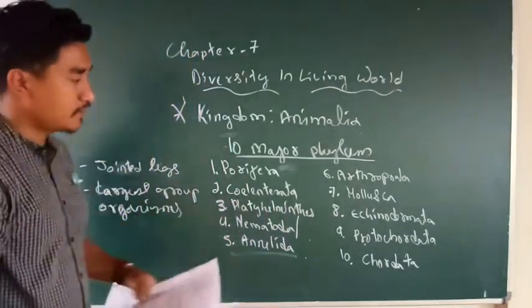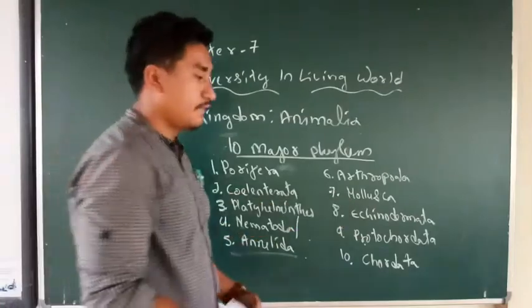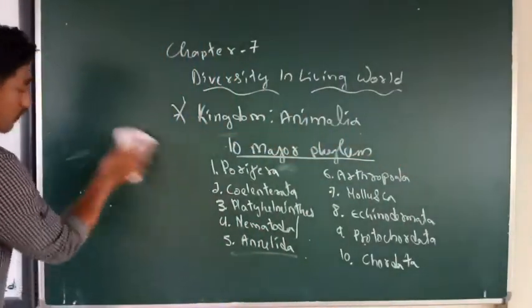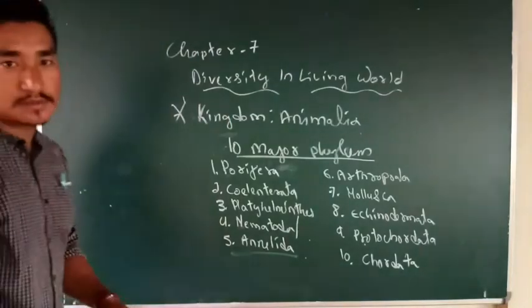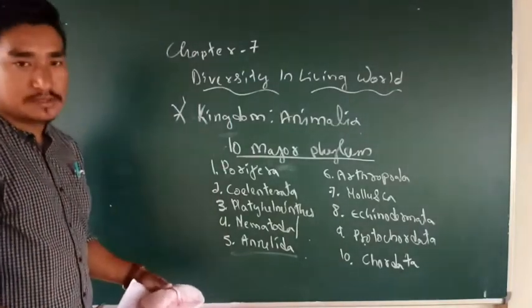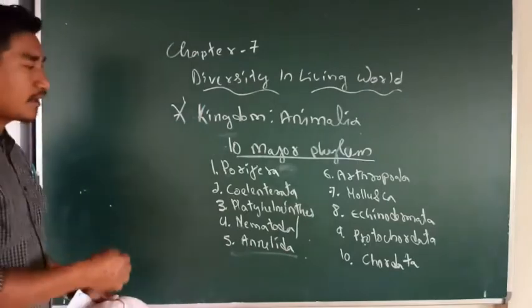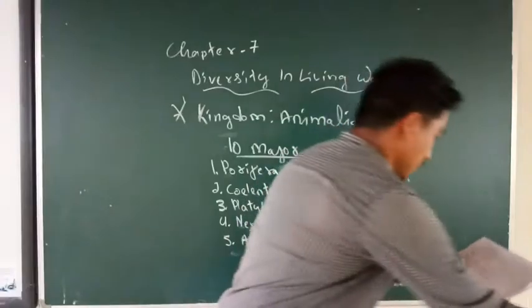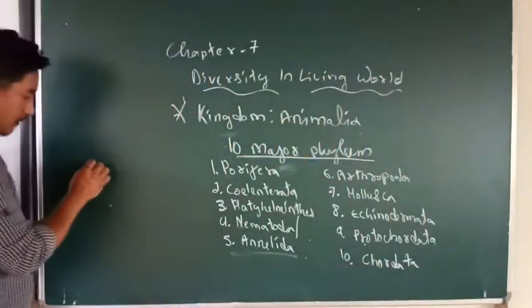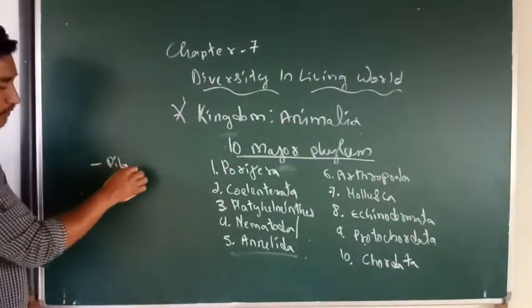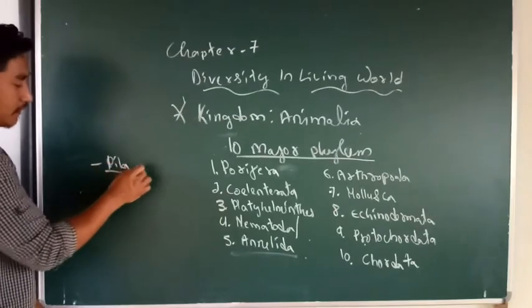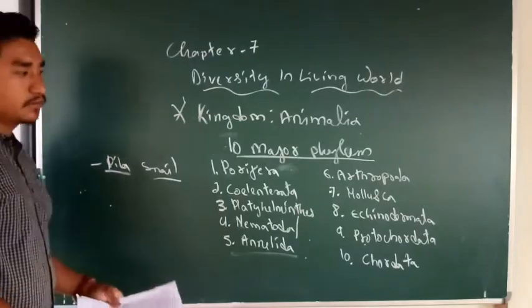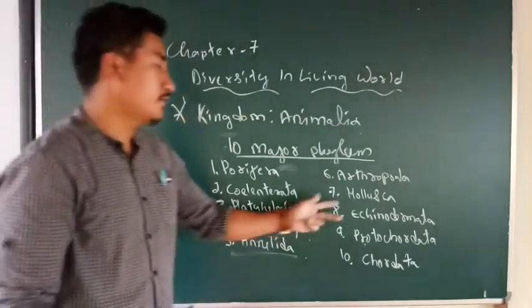Then the next is phylum Mollusca. They are also known as soft-bodied organisms. Their body is covered by a hard calcareous shell. An example is Pila, the scientific name of snail. Pila and octopus are examples of Mollusca.